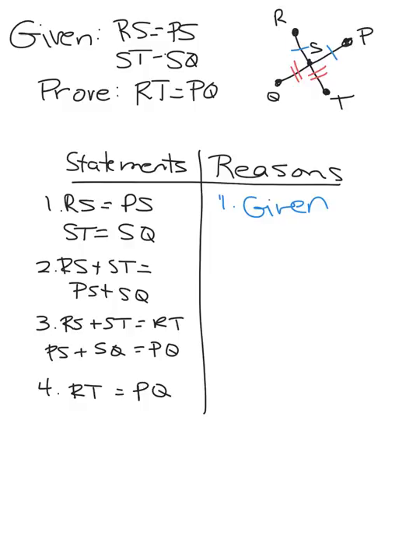Now, this is where a lot of students are just struggling initially since proofs are new. We're trying to decide, is it addition or is it segment addition? Now, remember, segment addition postulate is when you have two small pieces equal the big piece, which in number 2 is not what we have. In number 2, we have RS plus ST, and then we have equals PS plus SQ. So where did they come from?